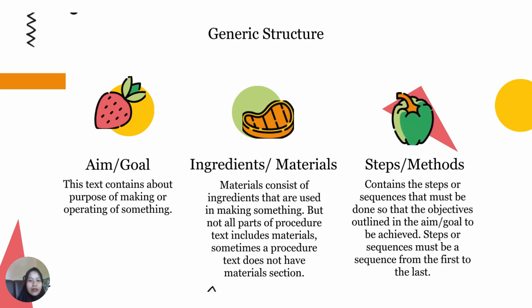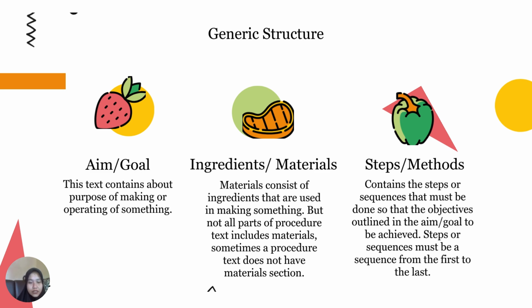Next, let's talk about the generic structure of a procedure text. There are three main parts. First, there is the goal or aim. This part contains the purpose of making or operating something. For example, how to make fried rice. So, the goal is to make fried rice. Second is ingredients or material.